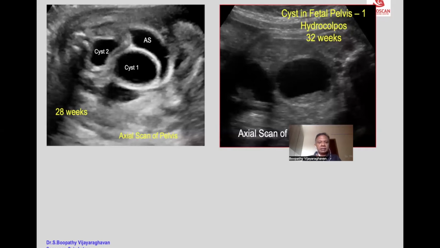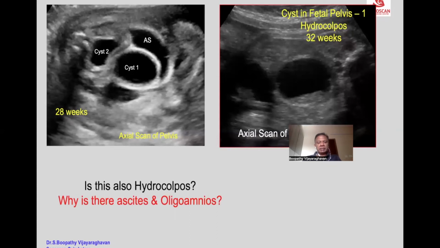And here in this current case, at 28 weeks, there is ascites, and you see two cysts again in the anteroposterior direction. And so is this also hydrocolpos? But why is there ascites and oligohydramnios if it is only hydrocolpos?